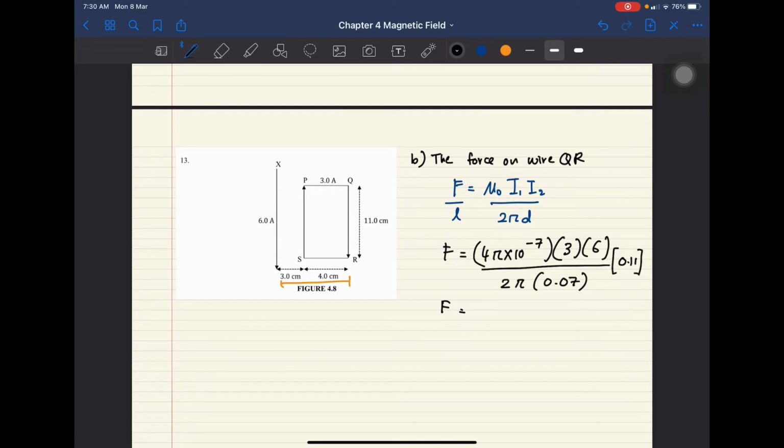I got here 5.65 and 5.66. And here you have the current that is moving in the same direction, so as a result, the force will be an attractive force. So this one is actually an attractive force, and the direction here is to the left.